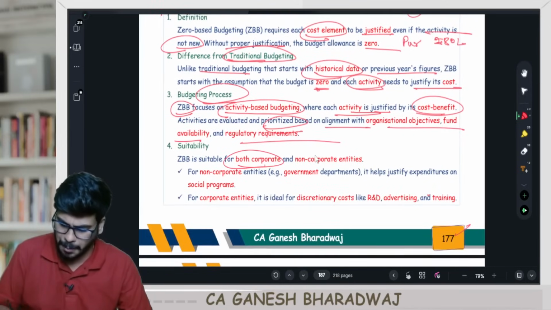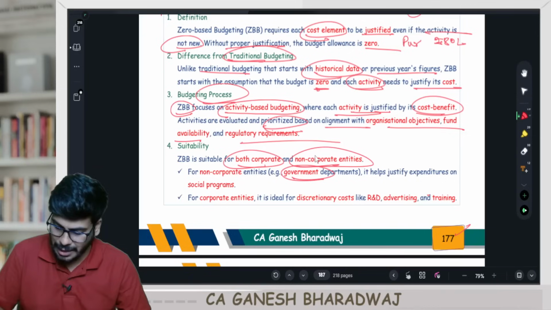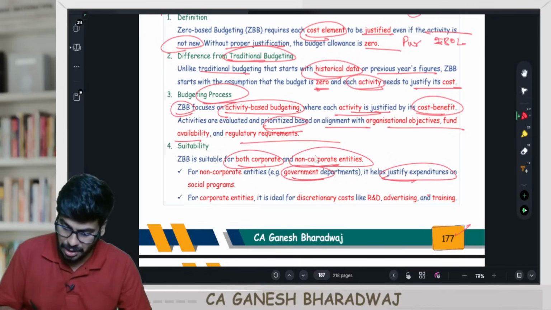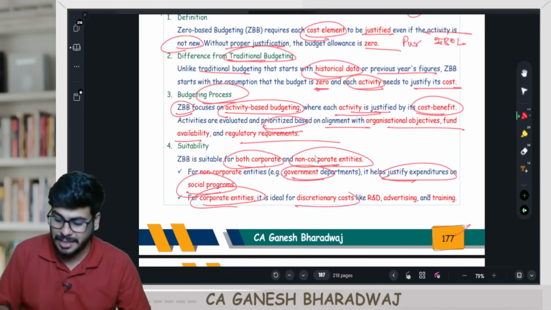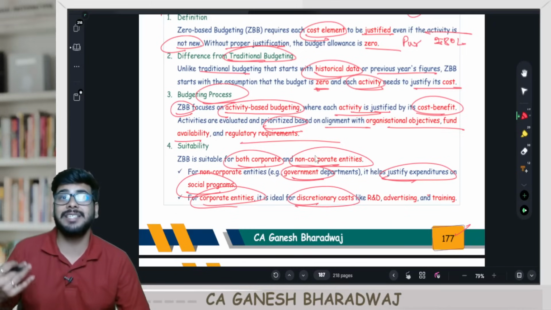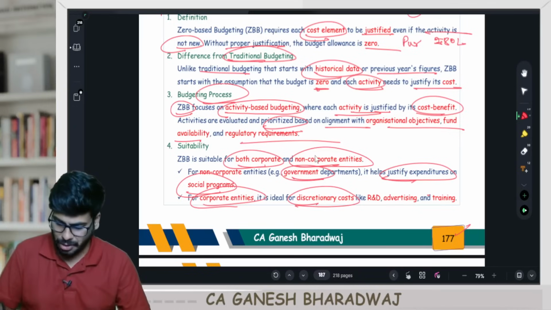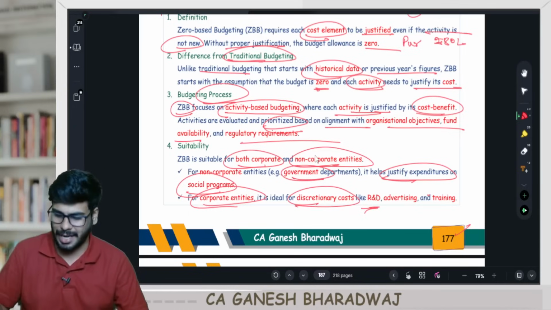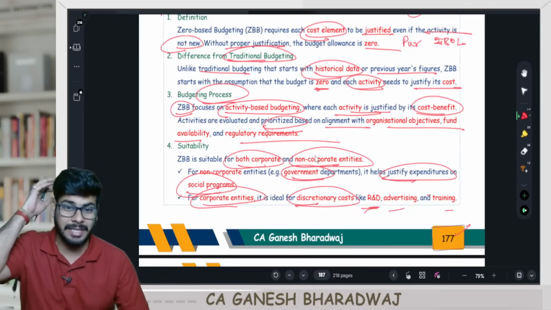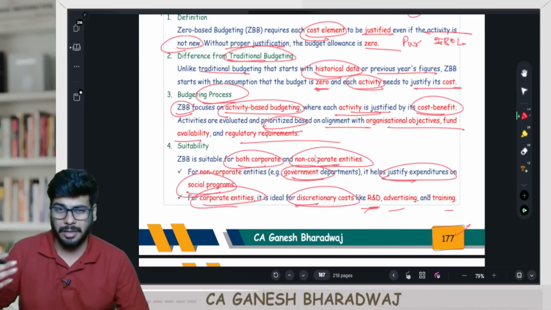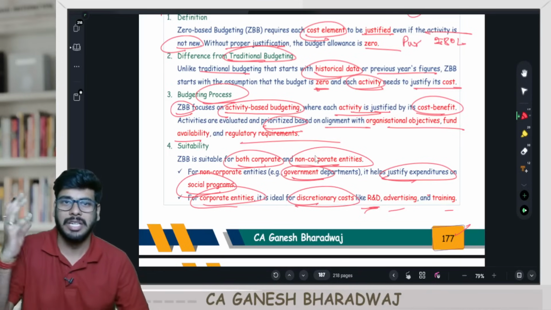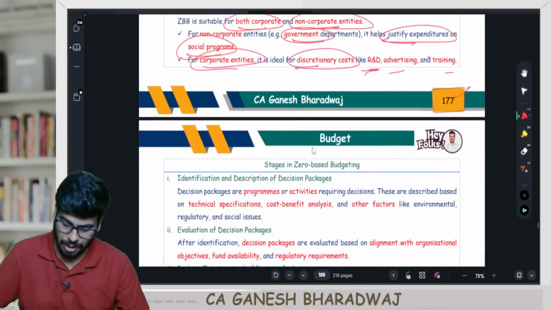It is used for both corporate as well as non-corporate entities. For non-corporate entities like government, it helps to justify the expenses incurred on social programs. For corporate entities, it is ideal for discretionary costs. We saw discretionary cost centers. Examples are your R&D activities, training activities, advertising activities. For these kinds of discretionary cost centers, zero-based budgeting, or maybe activity-based budgeting, which is a model on zero-based budgeting, is very much important, right?